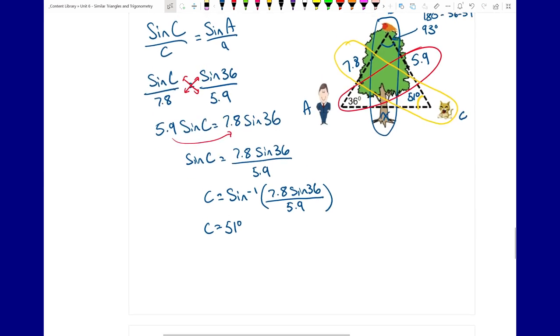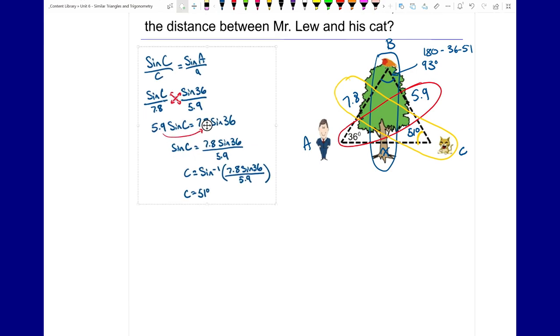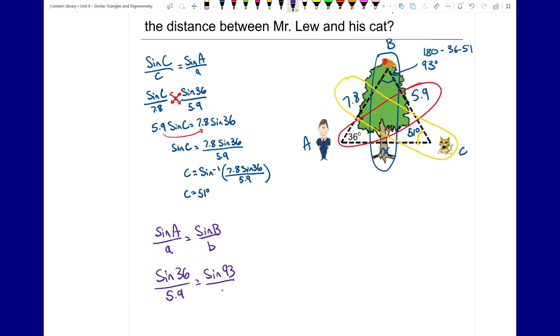So I'm going to use a second sine law formula. We're going to do the sine law again. I have sine of, we'll do A because we were given all that information, so I know A is good. So sine A over little a equals sine B over little b. Sine of angle A, so sine of 36 divided by 5.9 is equal to sine of 93 divided by x.